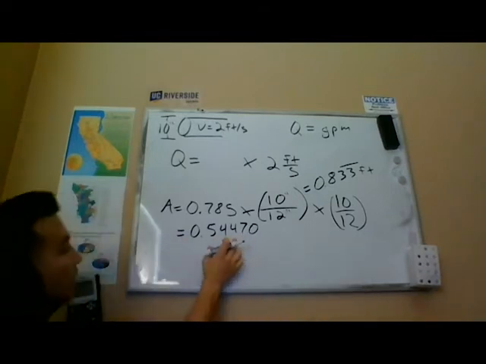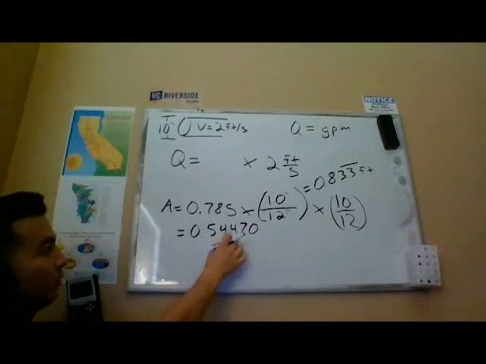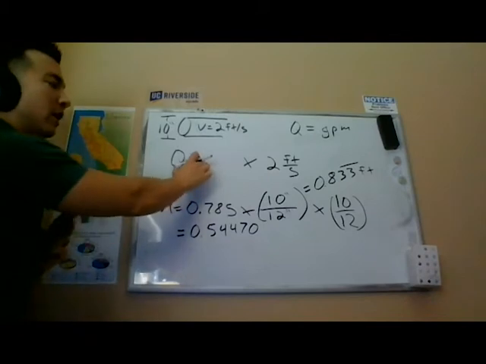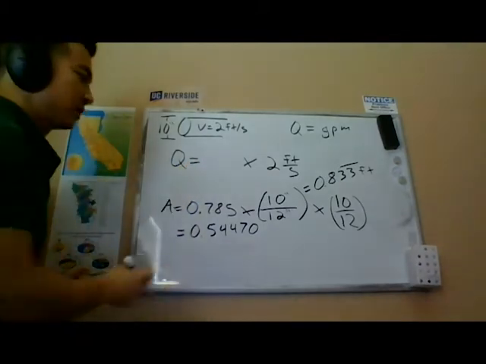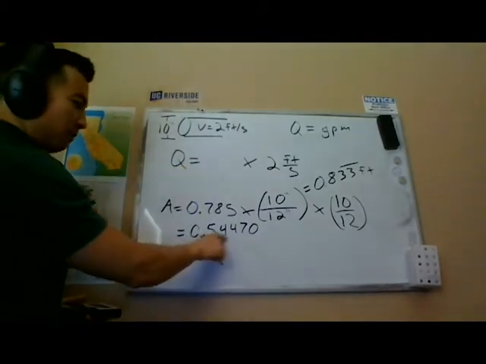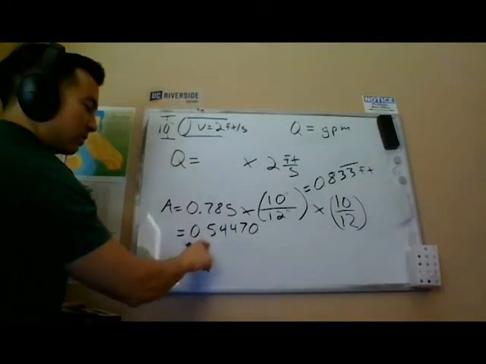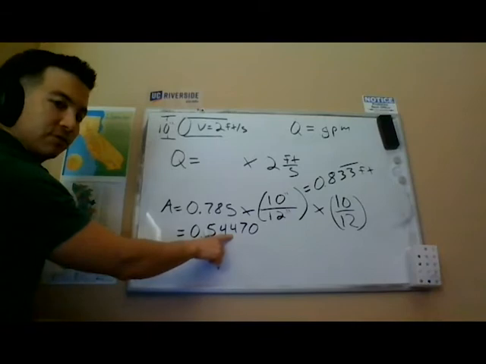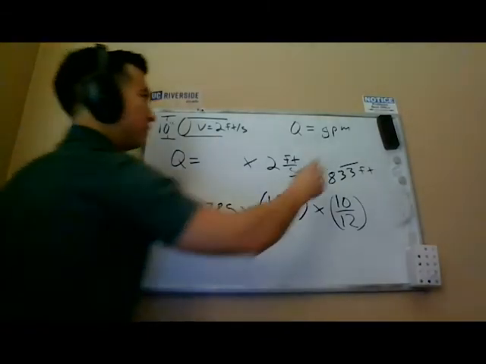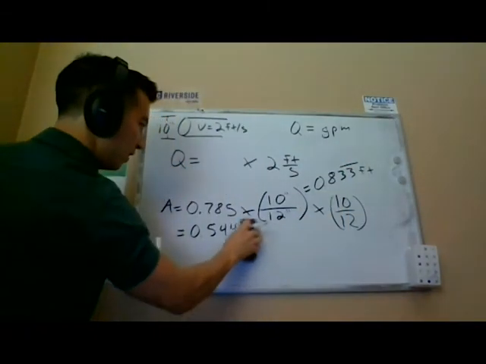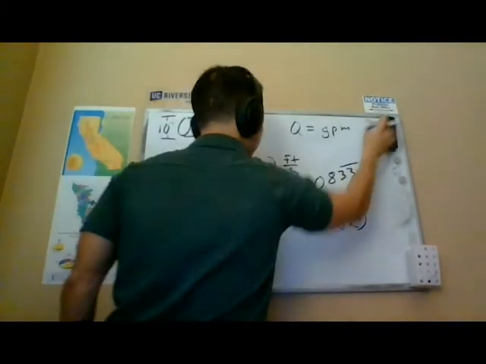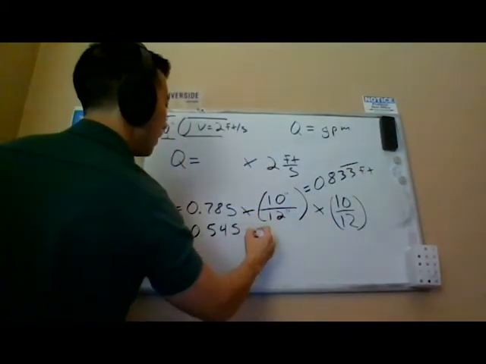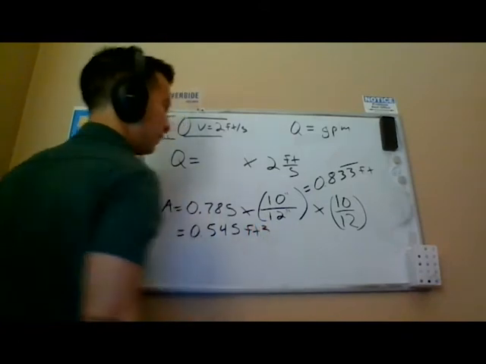It's better to keep a couple more digits in your preliminary rounding, as opposed to when you get to your final Q, which we'll likely round to 2 decimal places. So if I'm going to round 0.54470 to 3 decimal places, this 7 being greater than 5 is going to cause this 4 to go up to 5. So in this case, I'm looking at 0.545, and that's going to be in square feet.